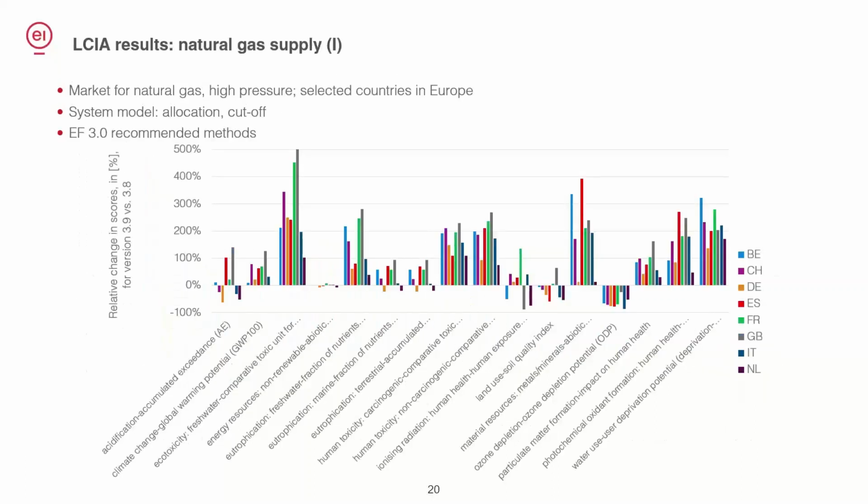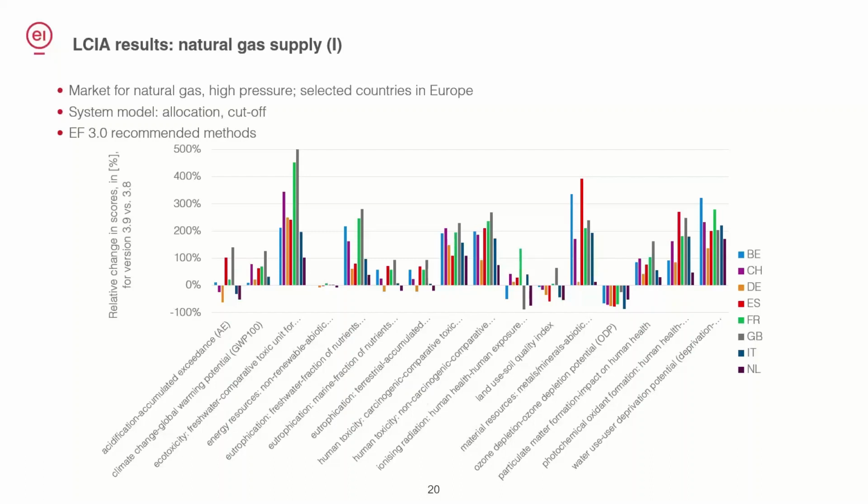Moving on to the impact of natural gas. We start with some European countries and again across all of the EF recommended methods. And the updated natural gas markets are influenced both by the changes in the production, so in the upstream supply, but also in the changes of the supply mixes compared to the 3.8 version. But the results generally follow the same patterns that we saw for the crude petroleum oil. Some impact categories, though, see larger differences here.